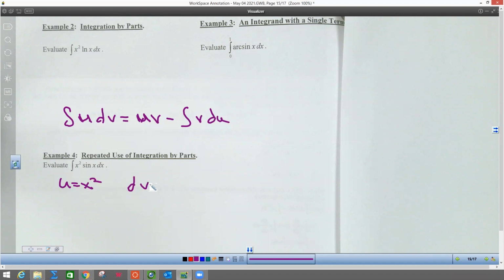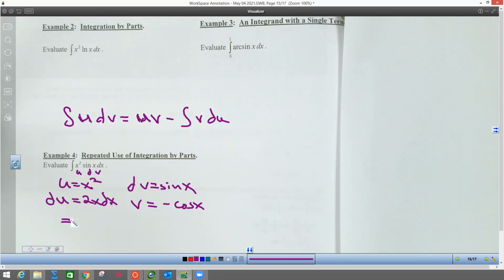And dv is going to be sine x, which means if I integrate dv, I get v, and the integral of sine is going to be negative cosine x. And then over here, the derivative of u is going to be 2x dx. So we're going to stick this into this formula. Again, this is the integral of u dv. And so we plug this in over to this part.